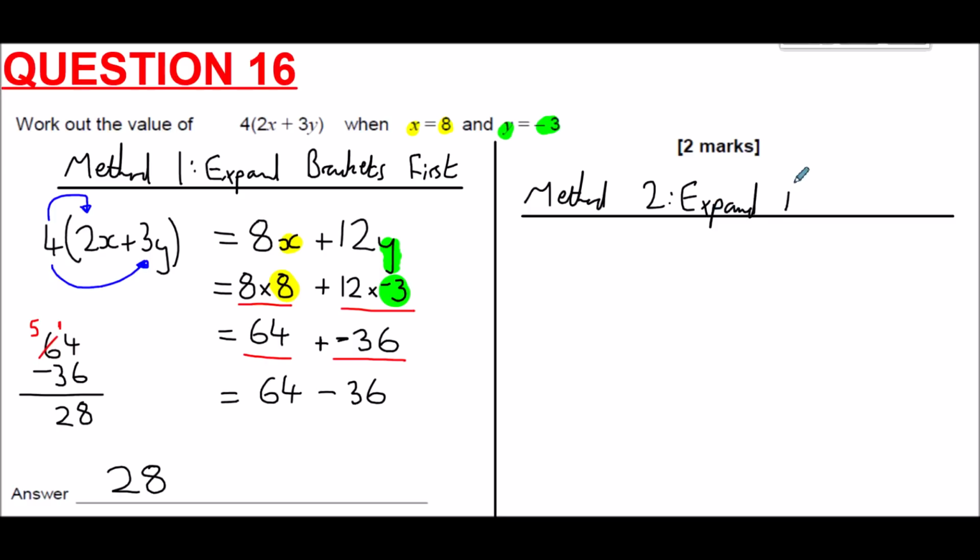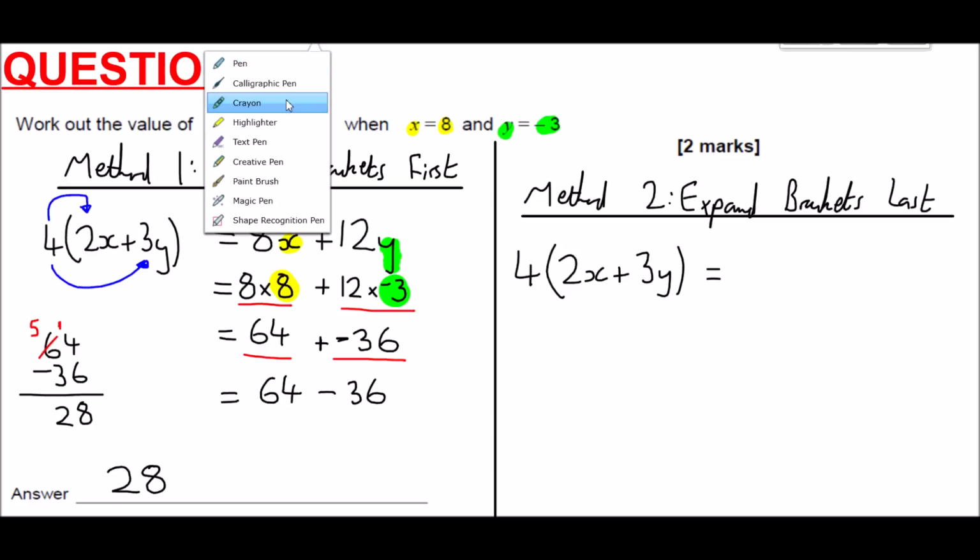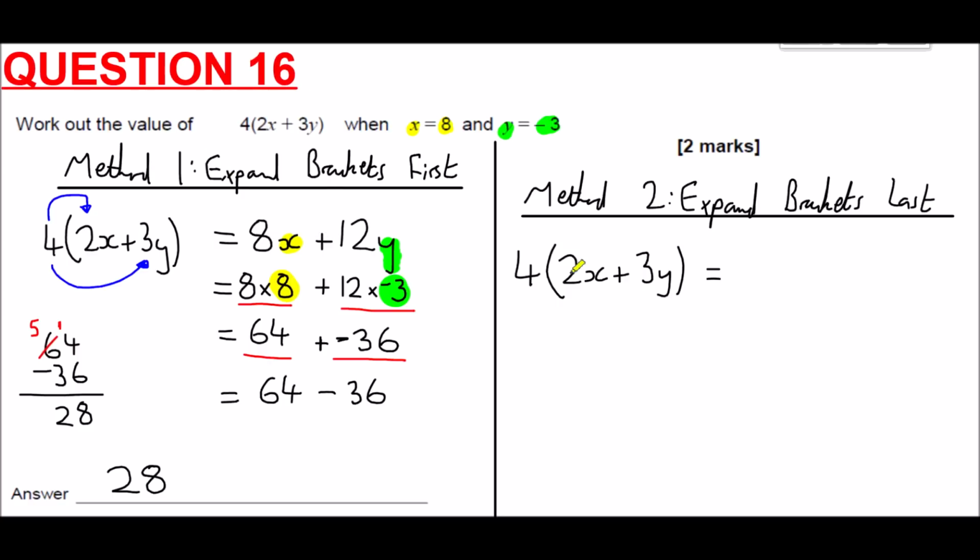So we could have expanded the brackets last. It doesn't matter which way you do it. I'd suggest expanding the brackets first, just get them out of the way. But just to show you how this would work if you wanted to expand them last, I'll show you why it works. So in this case, leaving the brackets as they are, we can say that x is 8, because it says x is 8.